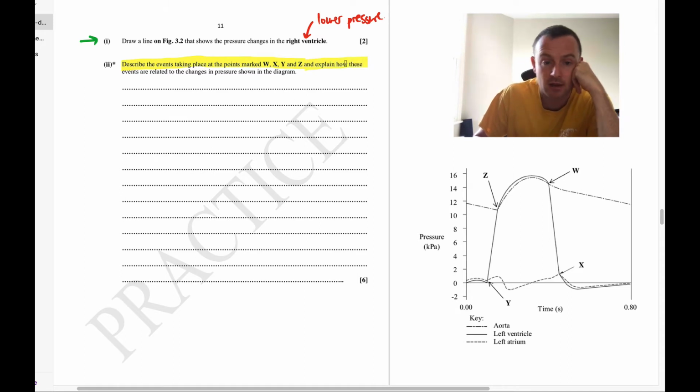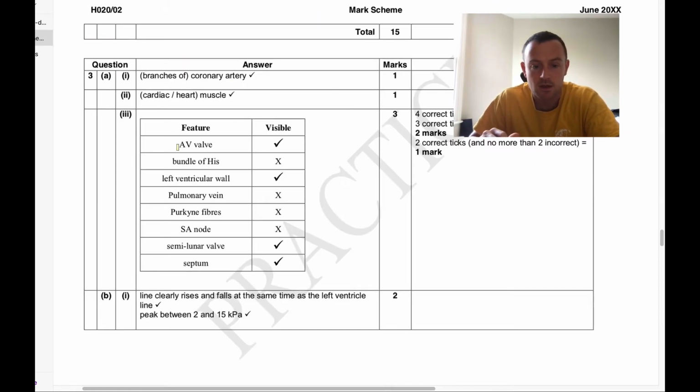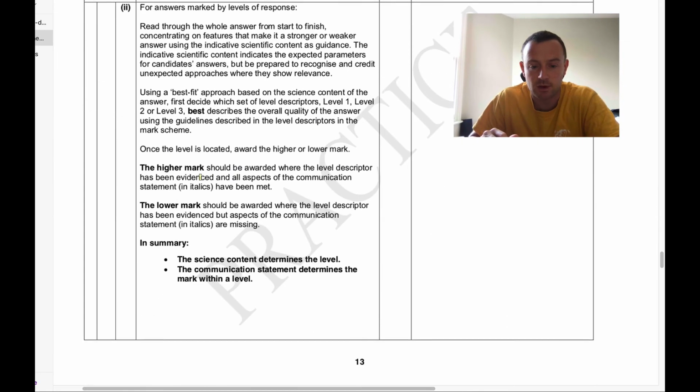And explain how these events are related to the changes in pressure. Okay, so clearly we need to talk about W, X, Y, Z, and what's happening in terms of the pressure at all of those points, and specifically not just the pressure, but the changes in pressure. So let's go through, first of all, the mark scheme, and then we're going to take you through what's going on. So the mark scheme is really specific.